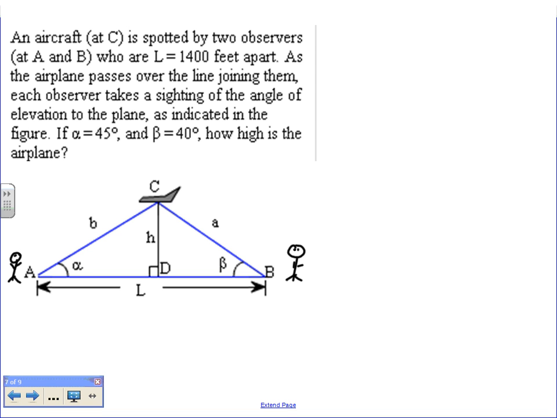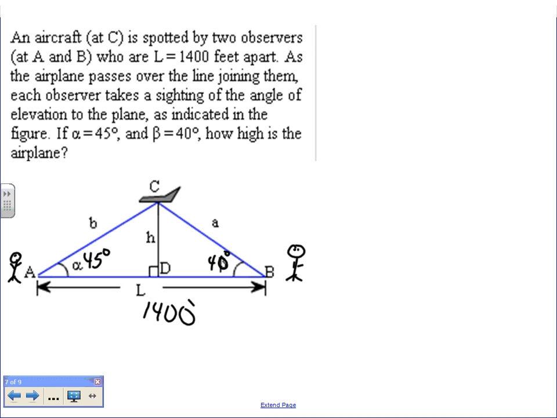It says they are 1,500 feet apart. Or, excuse me, 1,400. As the airplane passes over the line joining the observers, each observer takes a sighting of the angle of elevation to the plane as indicated in the figure. So notice they've got alpha is 45 degrees, and then beta is 40 degrees. Okay? How high is the airplane?